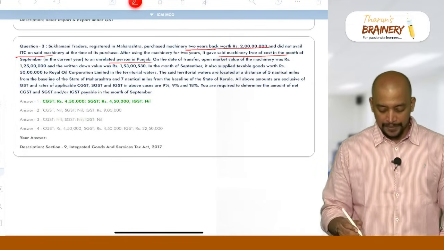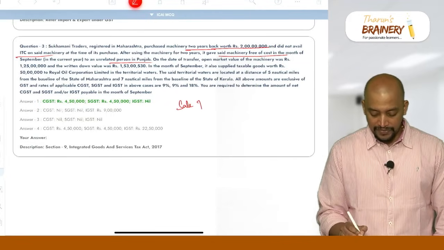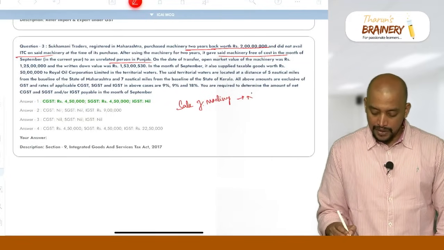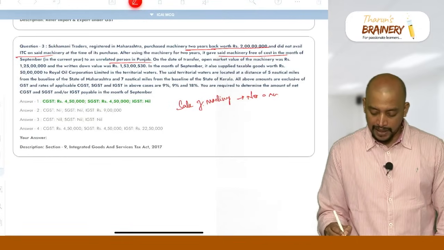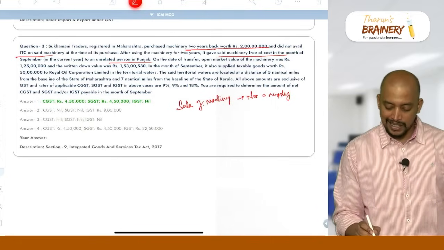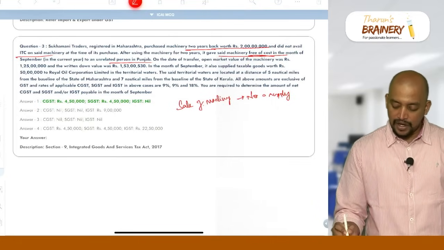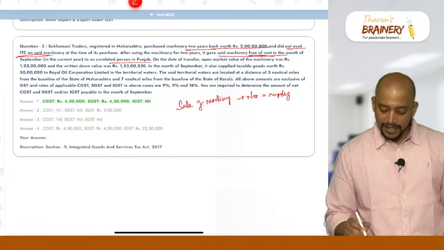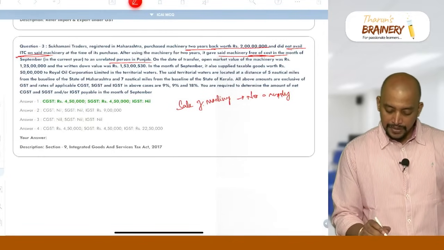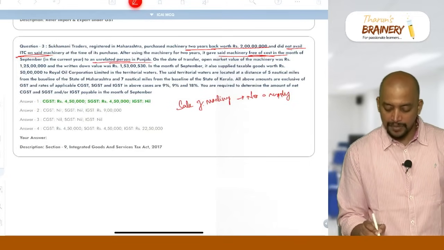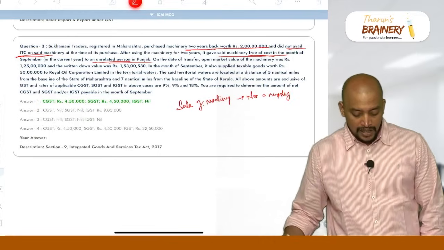It's not a supply. So the transfer of machinery is not a supply, because they are giving it free of cost. See, it was given free of cost, on which ITC was not availed, and it is to an unrelated person. So it was given free of cost to an unrelated person. So 7(1)(c) will not come.